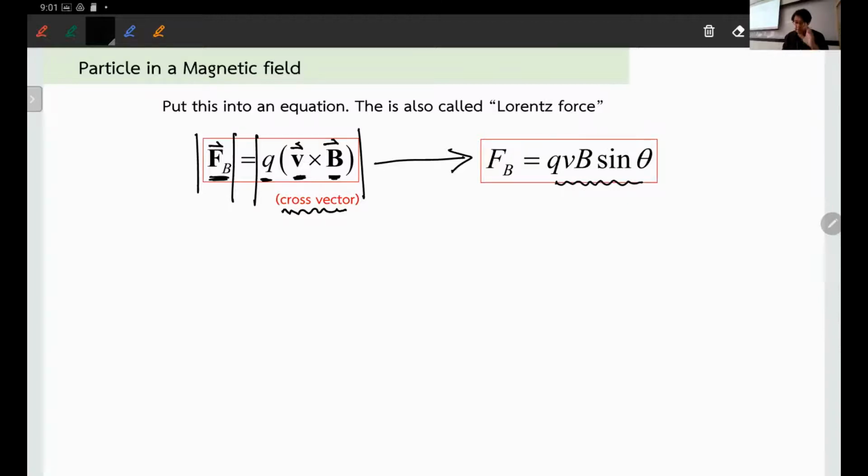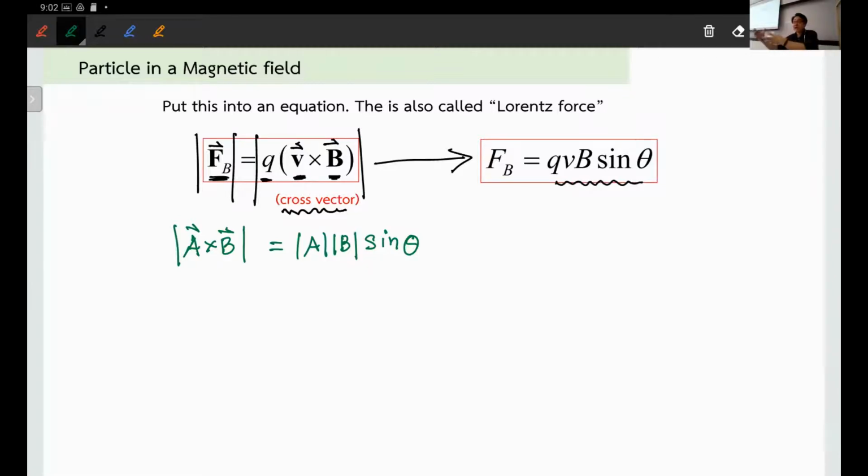Okay, so let me bring you back a little bit to the cross product. I don't know, have you done this cross product before? Maybe. If not, that's okay. The mathematics of this is: if you have vector A cross vector B, the magnitude will be equal to the magnitude of A times the magnitude of B times the sine of the angle between these two vectors. Okay, this is general. This is mathematics.